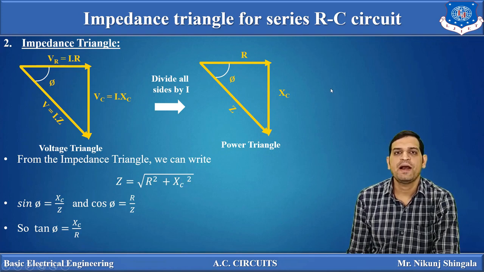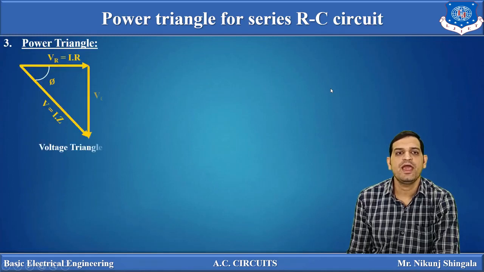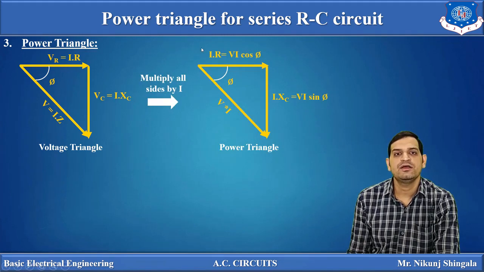Now moving towards the power triangle for the series RC circuit. To draw the power triangle, we should have the voltage triangle, and the sides of the voltage triangle are represented by voltage. If we multiply all the sides by current, we get the power. So this is the power triangle. Here it is I into R, here it is I into XC, and here it is V into I. Now R is nothing but V cos phi, and XC is nothing but V sin phi. So the equations become VI cos phi, VI sin phi and VI.